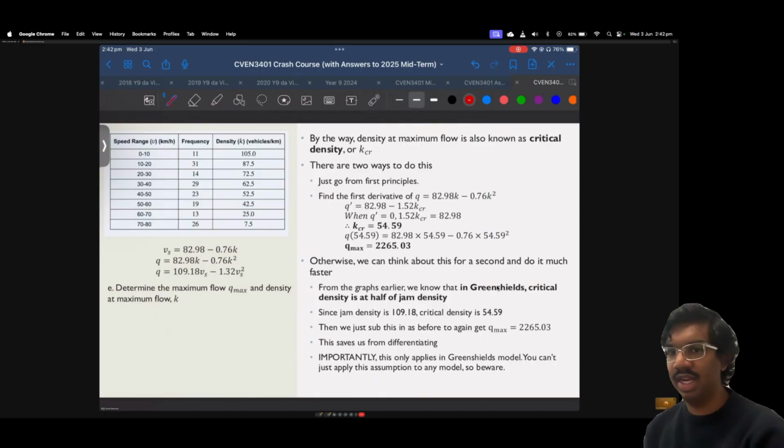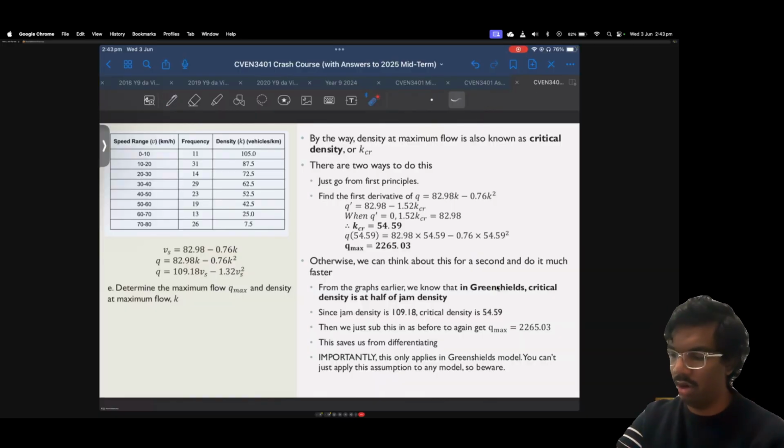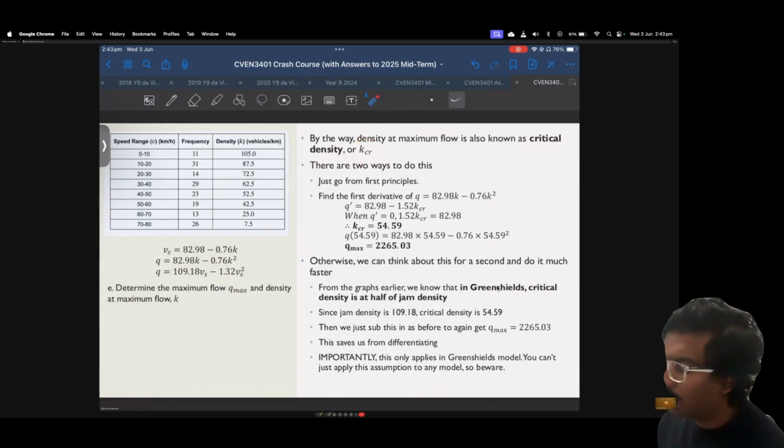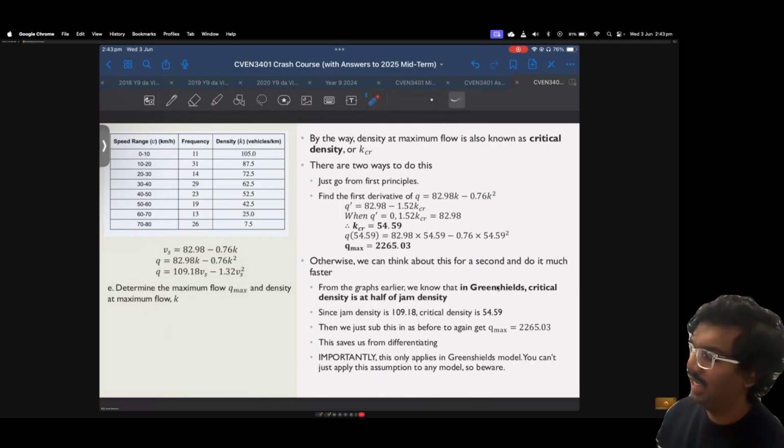Okay, so I've decided to go through this 2 different ways. So for starters, a little shortcut that you learn a bit further on in transport is density at maximum flow is also known as critical density, or KCR. So that's how I like to write it. I like to just write KCR. Critical density, the reason we call it critical, is because it's the density at which you achieve maximum flow, okay?